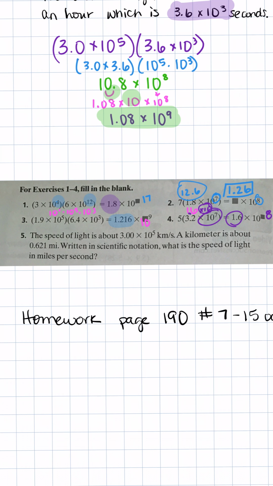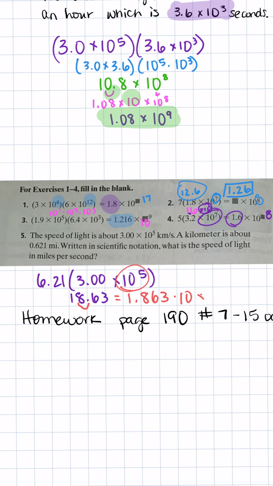So the speed of light is about 3.0 times 10 to the 5th. A kilometer is about 6.21 miles. So if we want to write this, we would go 6.21 times 3.00 times 10 to the 5th. So if we go 6.21 times 3, that's going to equal 18.63. We need to move the decimal, so that's going to equal 1.863 times 10 to the first power, and then we can't forget about this, times 10 to the fifth power. So it's going to equal 1.863 times 10 to the sixth power.